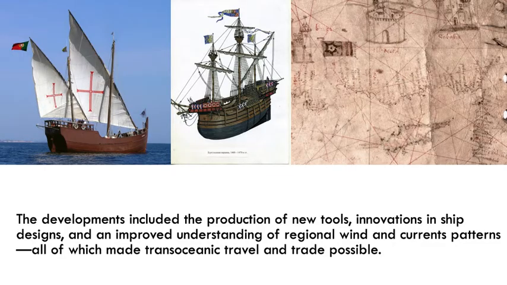So developments also included new tools and ship designs. Okay, and I mentioned this is the triangular sail. So this ship is similar to the type of ship, the galleon ship, that Columbus would have been sailing on. So having this improved understanding of regional wind patterns and currents, all of this is what makes transoceanic travel possible.